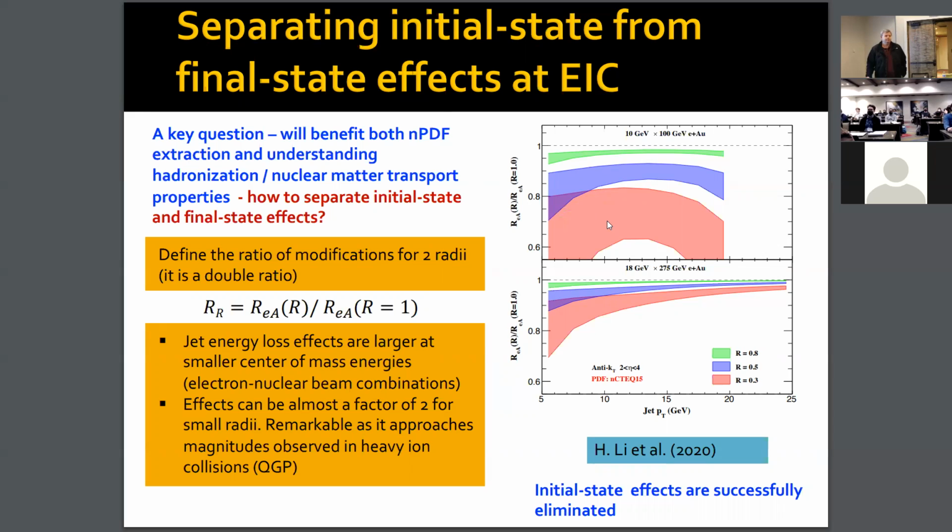Yeah. I mean, you get variations due to scale that will even cancel in the single ratio as opposed to the double ratio. In the double ratio, I'm trying to cancel the initial state nuclear Parton distribution effects.